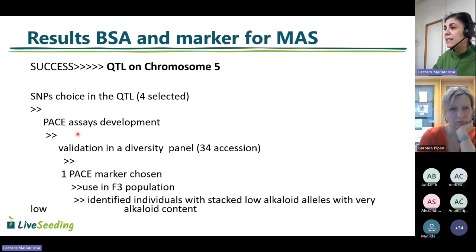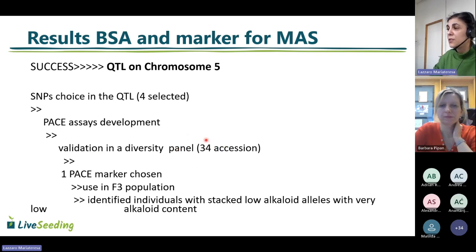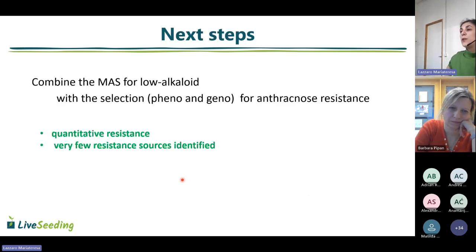We did validate these markers in a diversity panel, in this case of 34 accessions. We selected a descriptive marker, which could be used in our F3 population to identify individuals which have stacked the two alleles from the pauper and from the newly determined QTL. We then phenotyped this, and we could verify that the alkaloid value is very low, so this could prove our hypothesis. Where do we stand now?